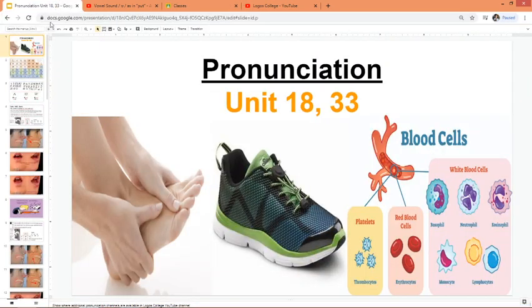Okay, so let's look at the three sounds the letter U makes. All right, in the previous videos we talked about the U as in blood, right? And then U as in foot. Today I'm talking about oo as in shoe. Okay. Oo, shoe.